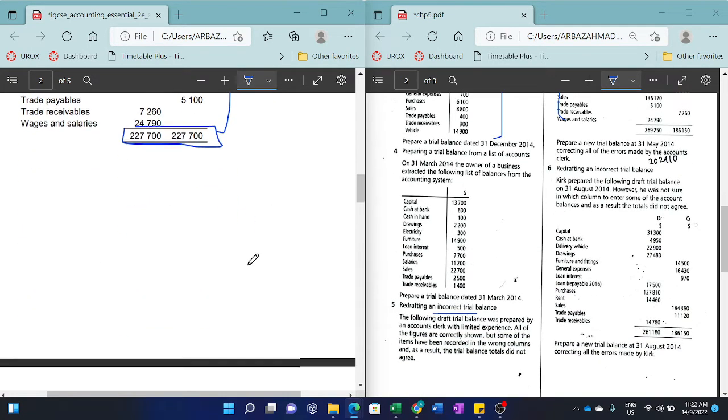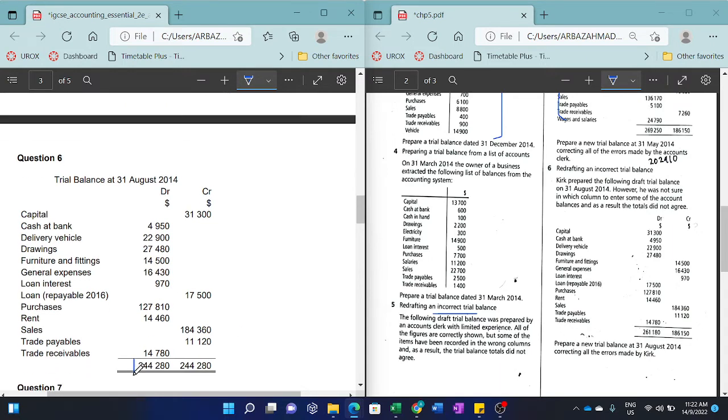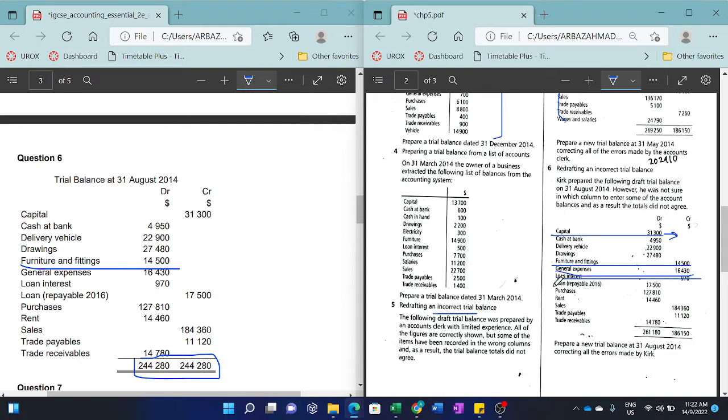Then we have question 6. Question 6 total is 24,280. Okay, so here the first entry itself is wrong. This one should be credit. Capital should be credit. Cash at bank correct. Vehicle correct. Furniture is an asset, so should be on the debit side. General expense is an expense, so should be on the debit side. Loan interest is an expense, should be on the debit side. Loan should be on the credit side.